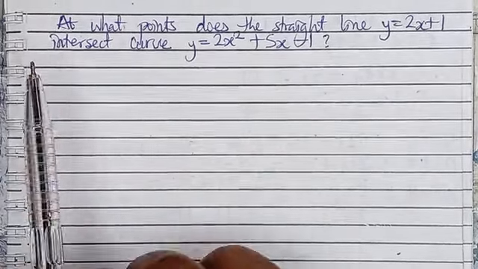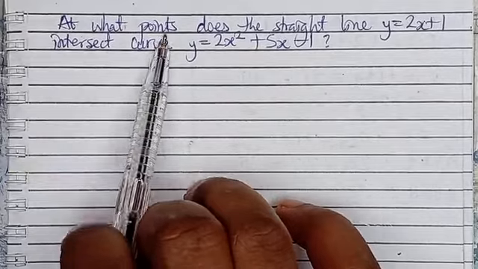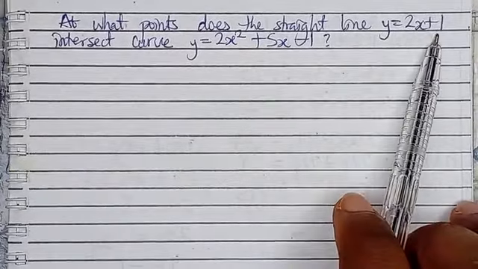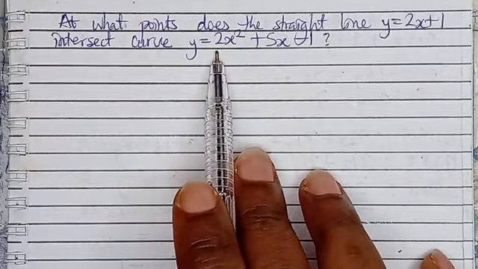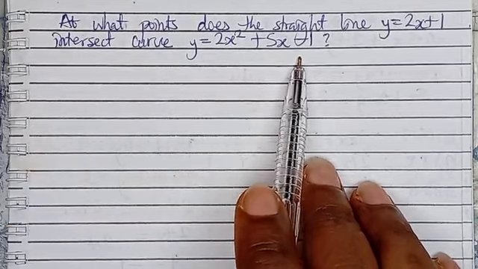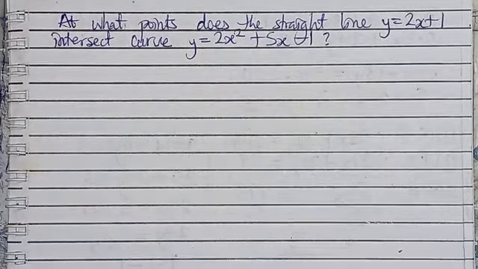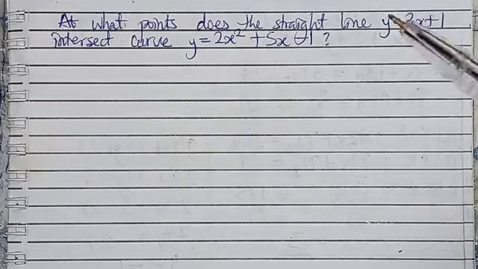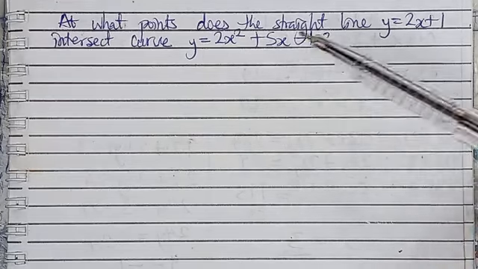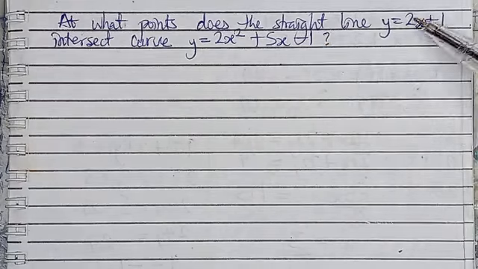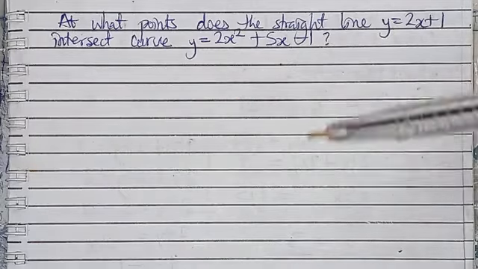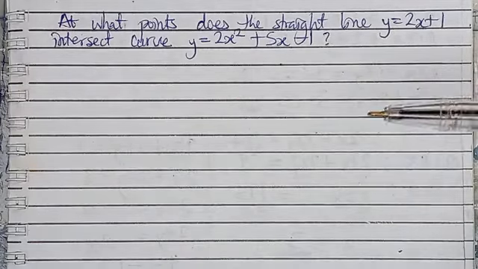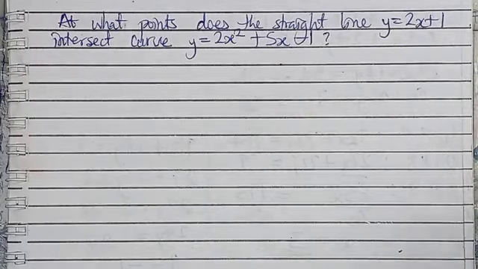We also have another question. At what point does the straight line y equal to 2x plus 1 intersect the curve y equal to 2x squared plus 5x minus 1? Now, that's still the same thing. The points where they intersect on a graph are the solution to the simultaneous equations. You can go ahead, pause the video right now and solve on your own. Then later you come back, let's solve together. Go ahead.